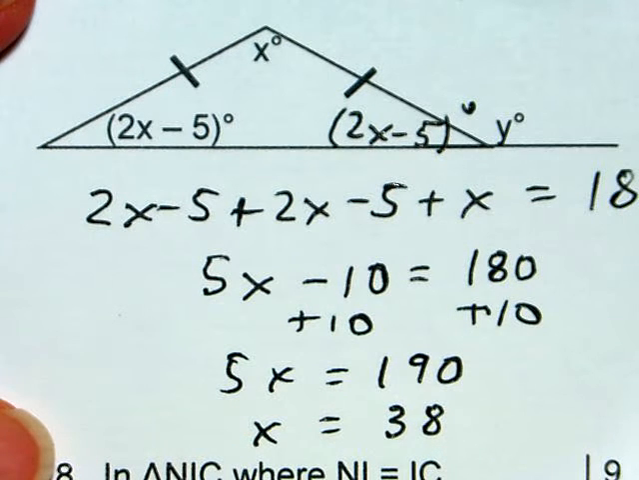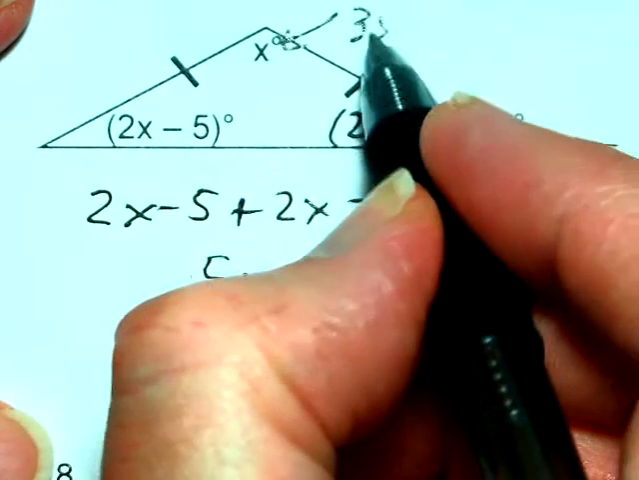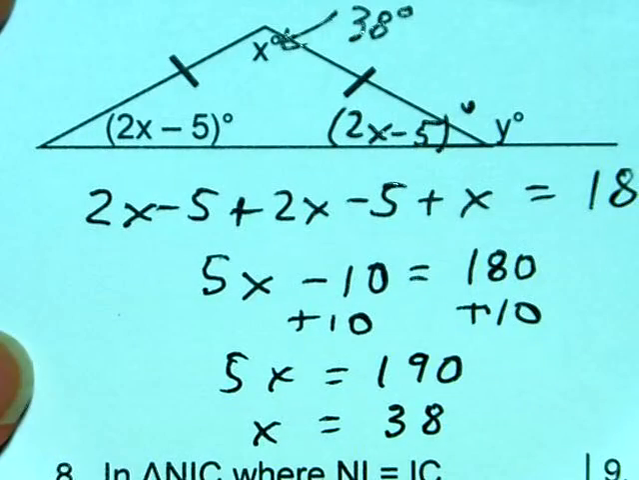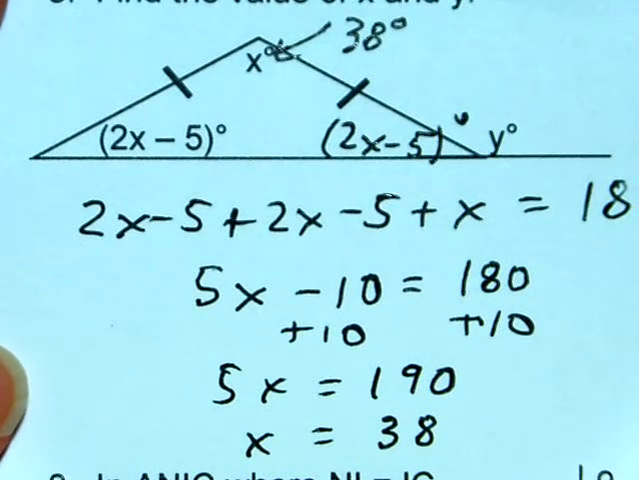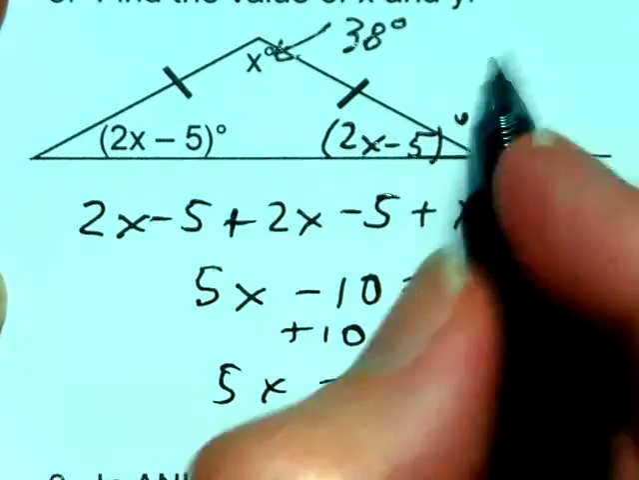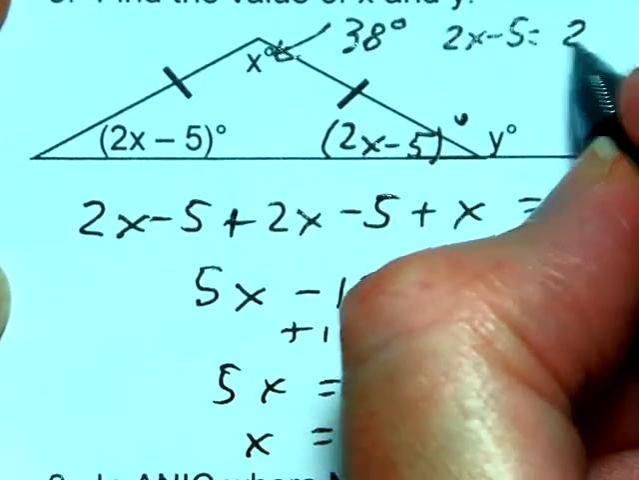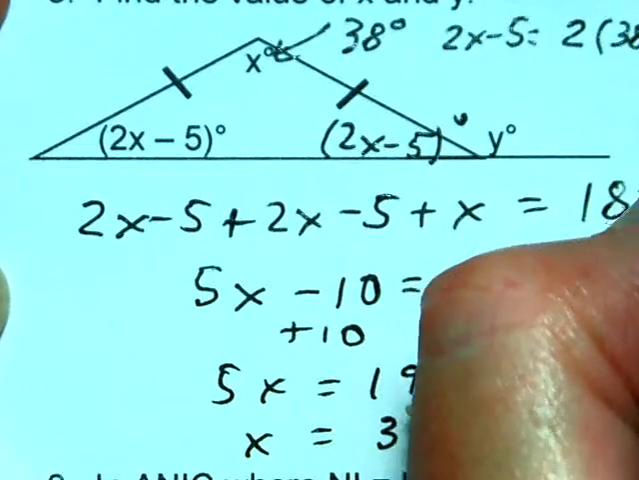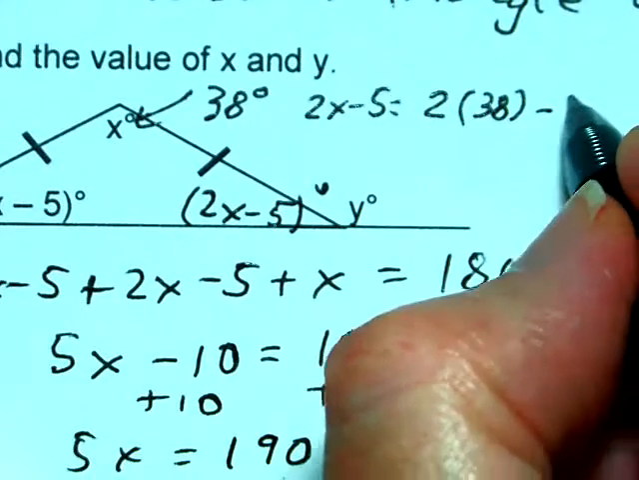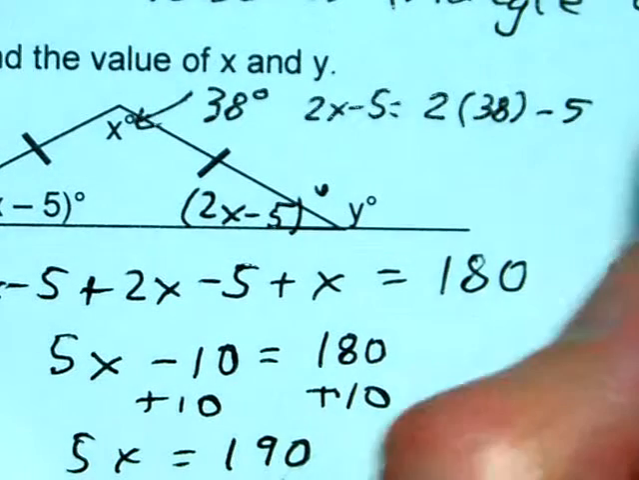That means our vertex angle here is 38 degrees because it is equal to x. But what would our base angles be? We've got to calculate them out as well. 2x minus 5 is equal to the base angle. So 2x minus 5 is the same thing as 2 times 38 minus 5, which is equal to 71 degrees.